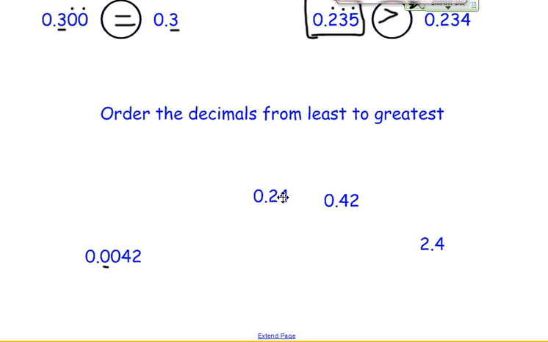Now we're going to compare these two ideas, and we see the decimal here to 2, and we see a decimal here to 4. 4 of course is bigger than 2, so it's going to go here, here, and so now we're going from least to greatest in that order.